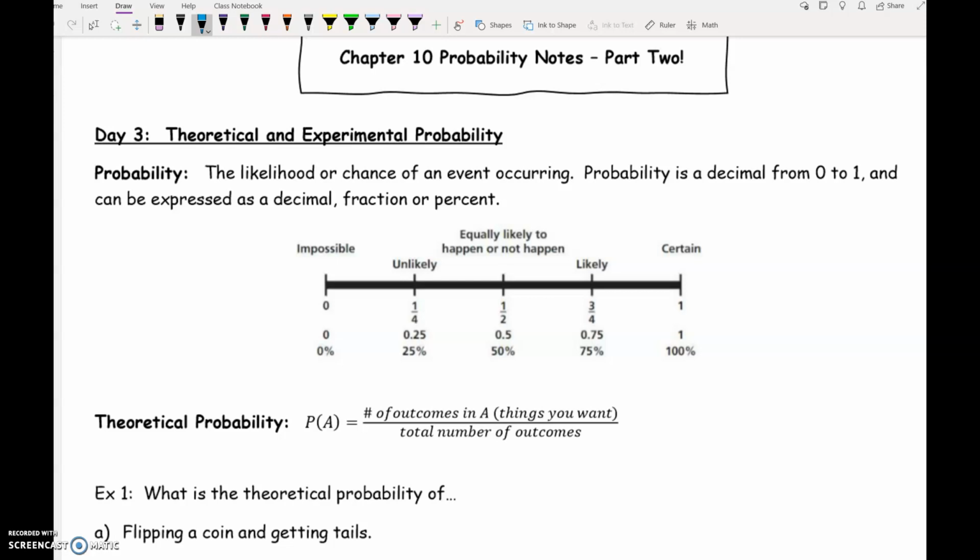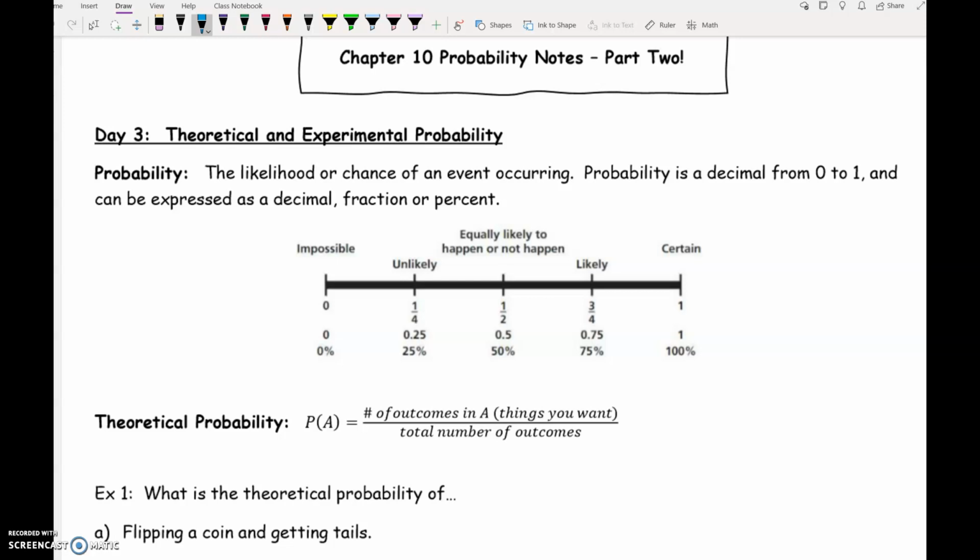A probability of 0 means that it's impossible. It's not going to happen. A probability of 100% or 1 means it's definitely going to happen. Like if I'm standing outside in the middle of a rainstorm and I say the probability of it raining today is 100% as it's currently raining on me. That's definitely certain it's going to happen.